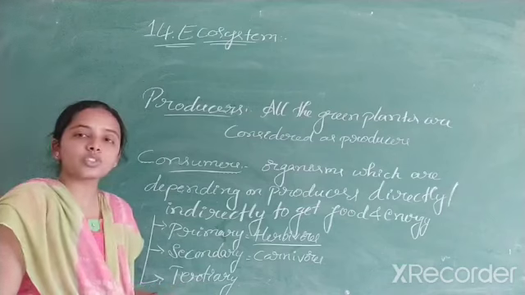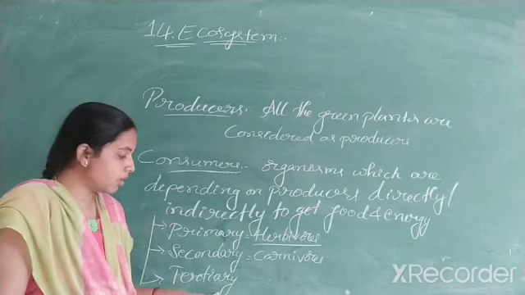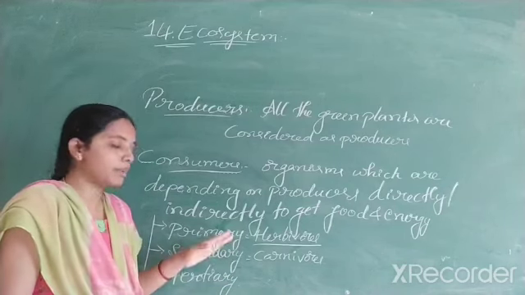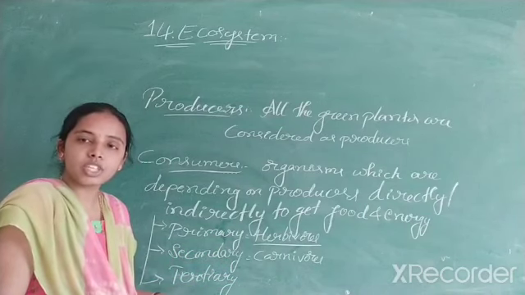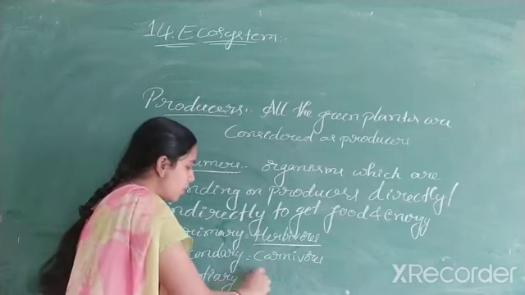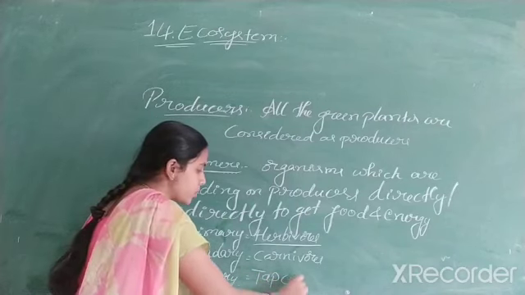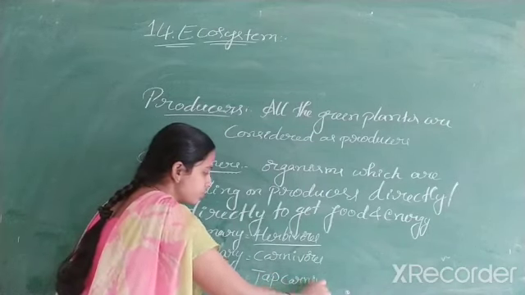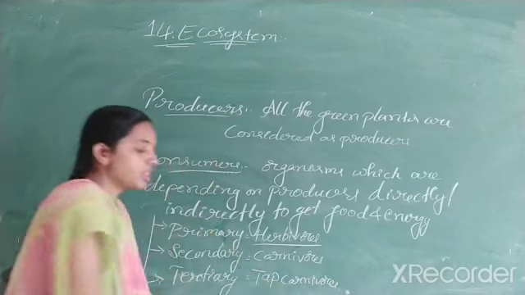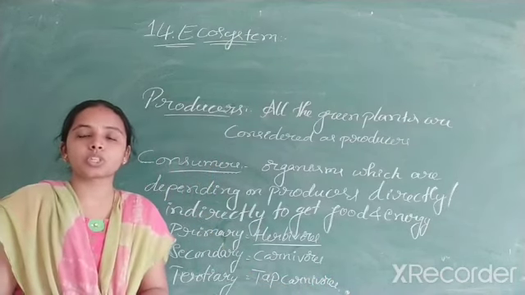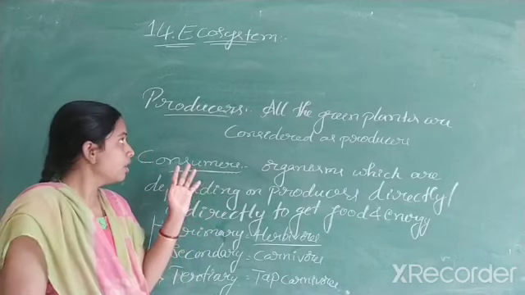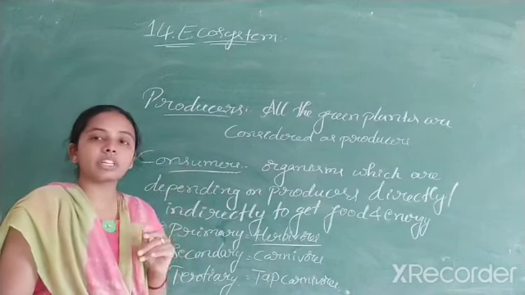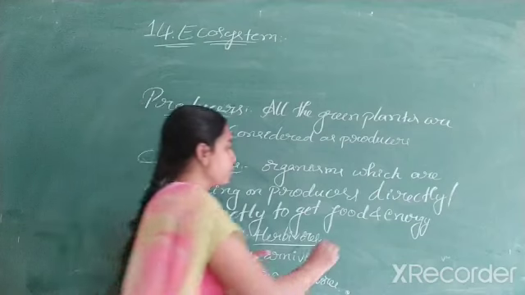Next, tertiary consumers. The organisms which are depending on secondary and even on primary consumers are called tertiary consumers. They are called top carnivores. So that is producers and consumers. Next there will be decomposers.